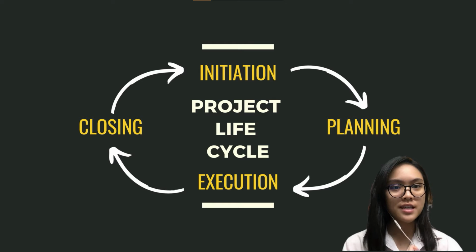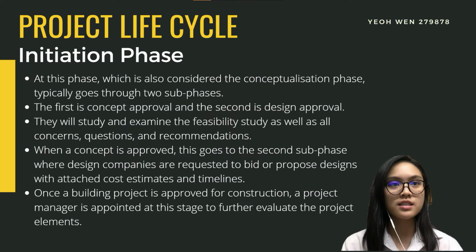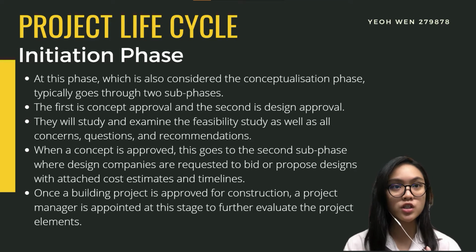The project life cycle is separated into 4 different phases. The first phase is the initiation phase. Every construction project starts with the initiation phase whereby the project objective or needs is determined.